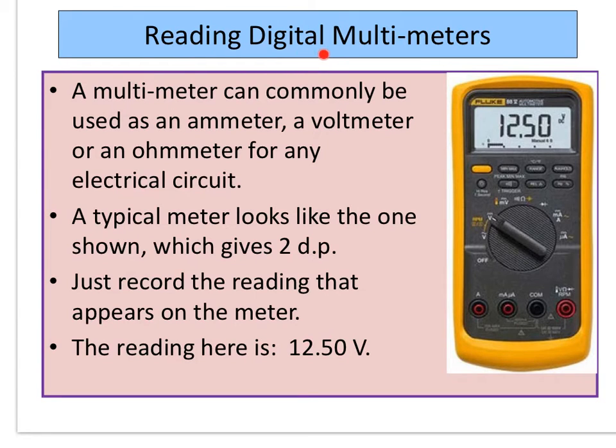Reading digital multimeters. Here is a typical multimeter. It can be used as an ammeter, it's A here, or V voltmeter. And this one hasn't got ohm here, so it can't be used as an ohm meter. And as you can see, it gives 2 dp. So whatever it says here, just copy straight.